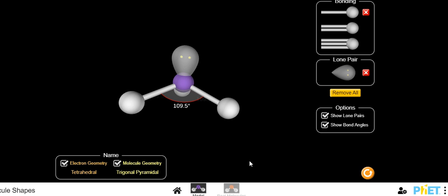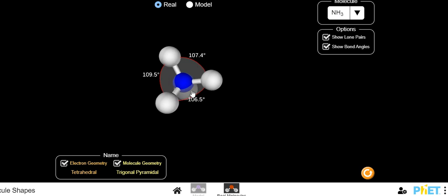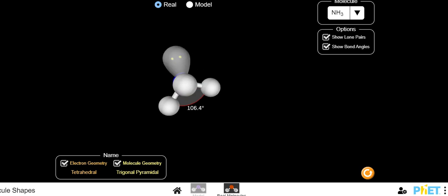If we go over to real molecules and we look at this example here, then we can say that the actual bond angles get compressed to 107.8. And that's because of the presence of this lone pair on top with the higher electron density pushing these other ones down together a little bit closer. So 107.8 is the actual bond angle for the ammonia.